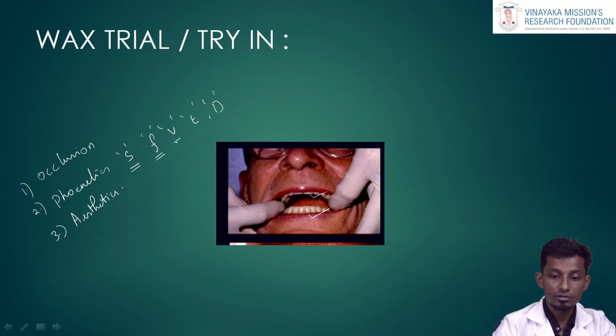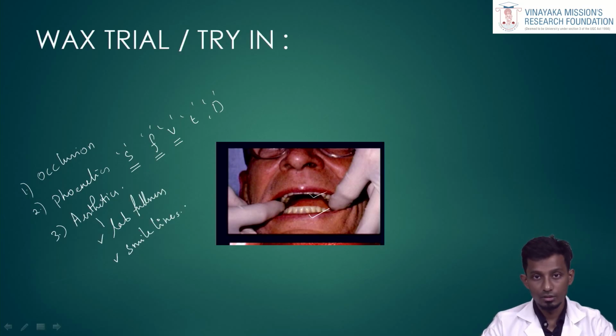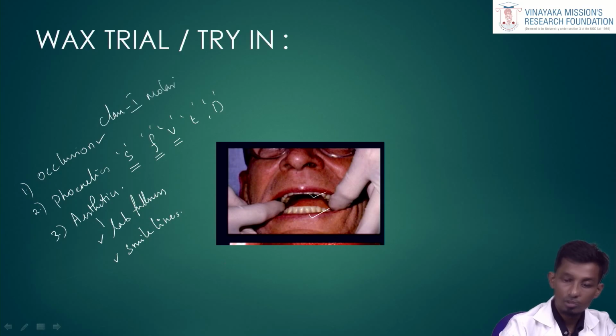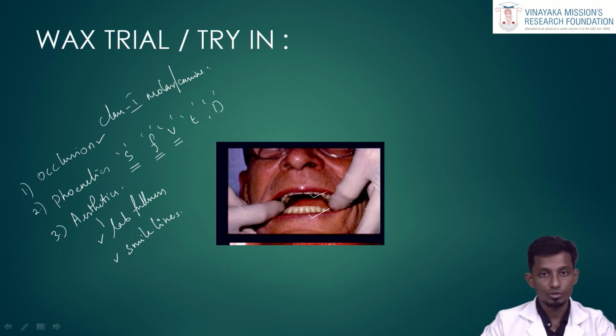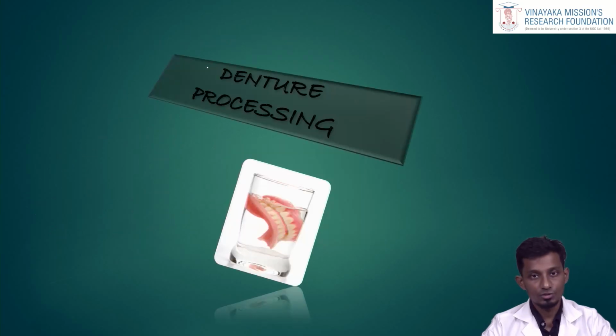And we check for aesthetics, like the labial fullness and the smile line, and we ask the patient if the patient is satisfied with this. So this basically acts like a trial for the patient before the final complete denture is fabricated. We also check for the occlusion because we want a class 1 molar or canine relationship. So once the wax trial is done and the dentist and the patient are both satisfied, the denture is processed.